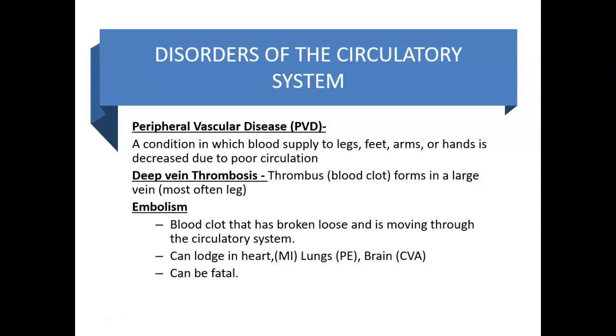It becomes an embolus when a thrombus breaks loose and is moving through the circulatory system. When that's happened, that clot is traveling, and if it lodges in the heart, it causes a heart attack or an MI. If it lodges in the lungs, it's called a pulmonary embolism, and if it lodges in the brain, it causes a CVA or a stroke, all three of which can be fatal.